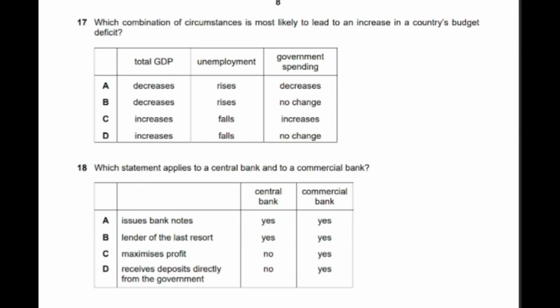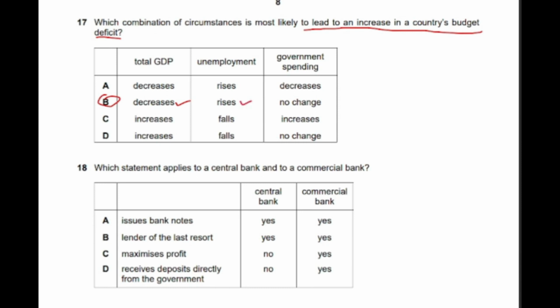Which combination of circumstances is more likely to lead to increase in budget deficit? Budget deficit is the situation when government's income is less than expenditure, so it means government is spending more and getting less in revenue. Why does it happen? It happens when GDP is lower. If GDP decreases, then government expenditure will increase and government income will fall because people are earning less and they will be paying less in taxes.